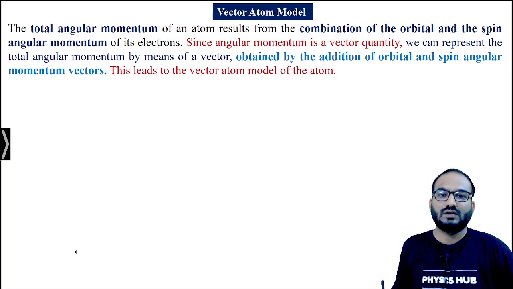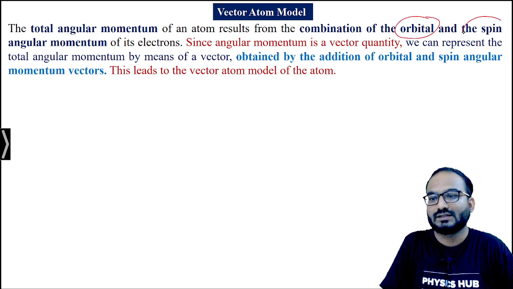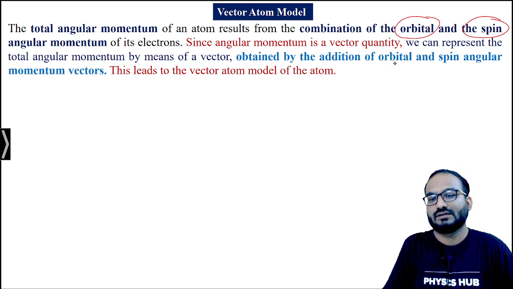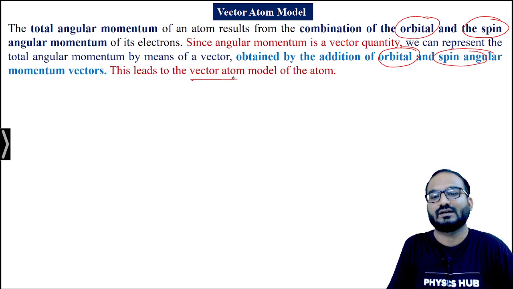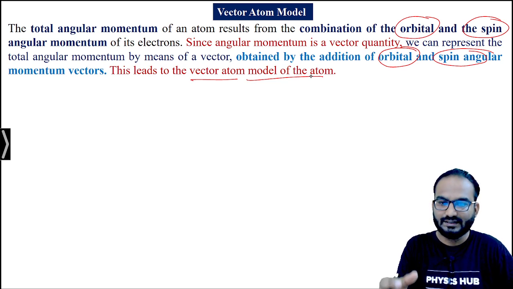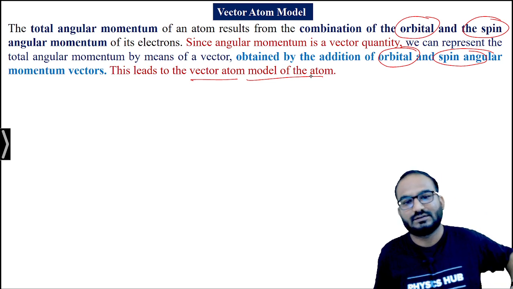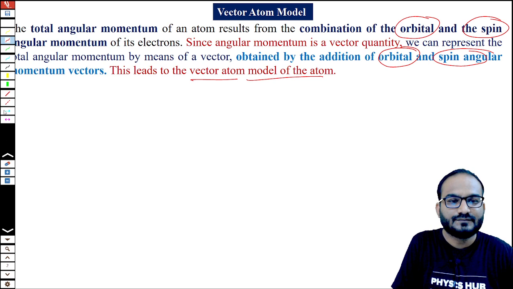The total angular momentum of any atom results from the combination of the orbital angular momentum L and the spin angular momentum S of its electrons, and angular momentum is a vector quantity. That is why we can represent this angular momentum by means of a vector, and it is obtained by the addition of orbital and spin angular momentum. You are adding orbital and spin angular momentum vectorially, and the model based on that is known as the vector atom model.